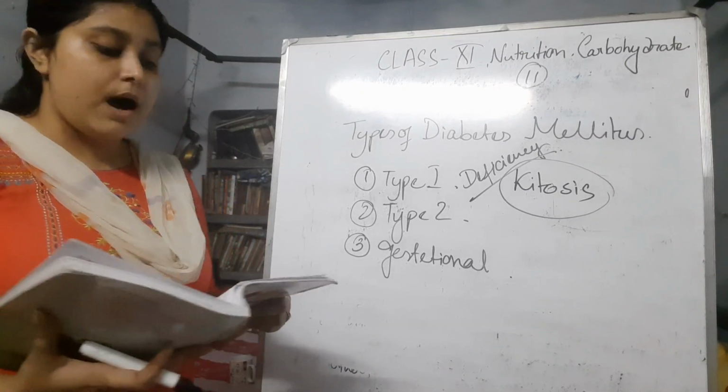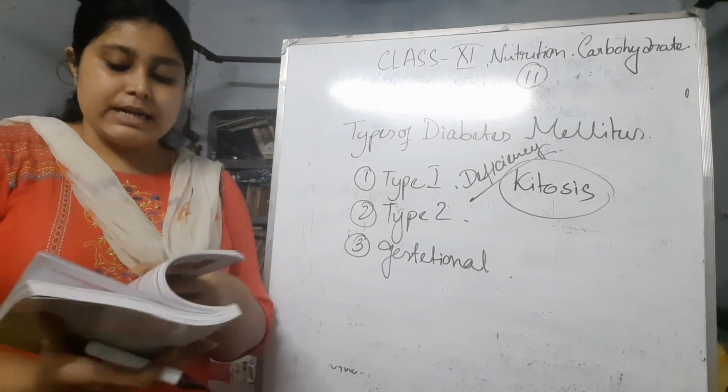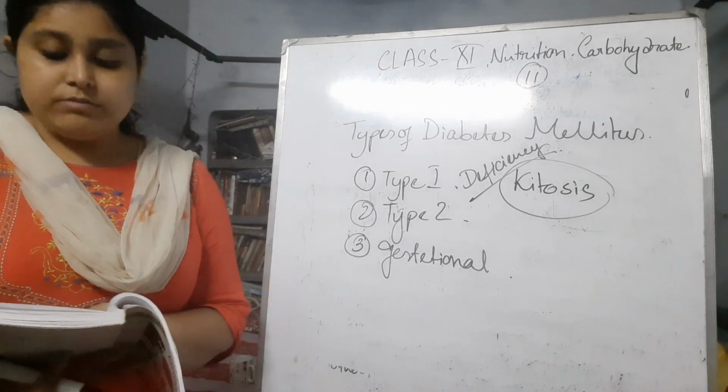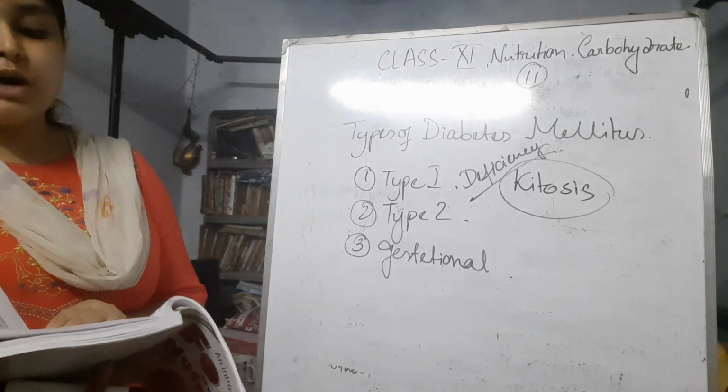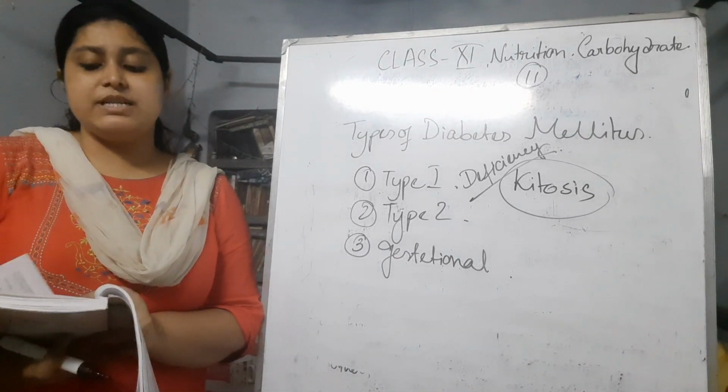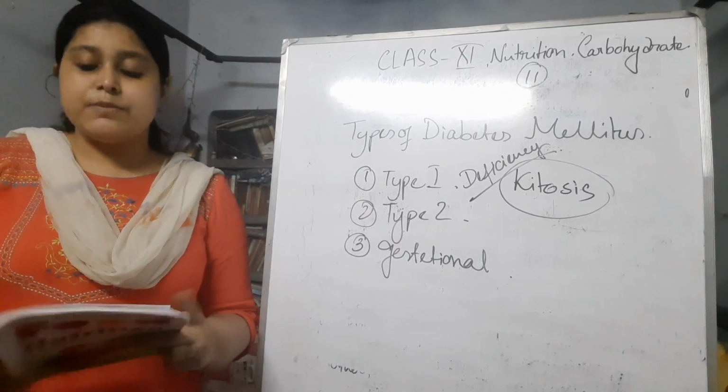So these are all about the excess and deficiency of carbohydrate and the differences between type 1 and type 2 diabetes mellitus. In the next video we will discuss some short notes.